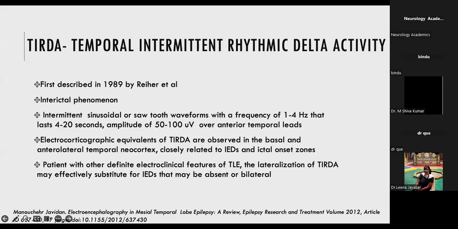The electrographic equivalents of TIRDA were seen in the anterior lateral temporal neocortex and the basal, which is closely related to the IEDs and ictal onset zones. When the patient has definite electroclinical features of TLE, and the patient has IEDs absent, or if the IEDs are distributed bilaterally, this TIRDA will help in the lateralization, and it is an epileptiform discharge, as I told.